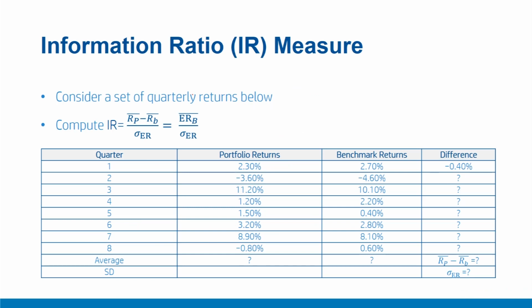Let us examine this with the help of a simple example. Quarterly returns for a particular portfolio are provided to us, and we are supposed to calculate the information ratio for this portfolio. So these are the quarterly returns for the portfolio and the quarterly returns for the benchmark portfolio.